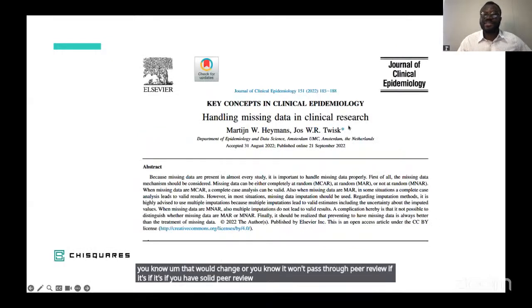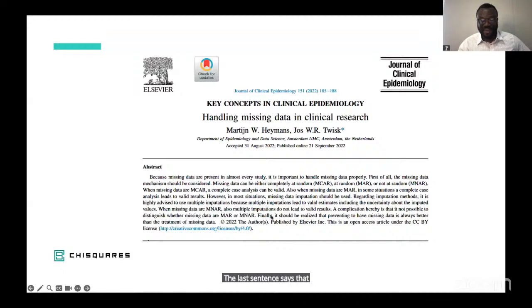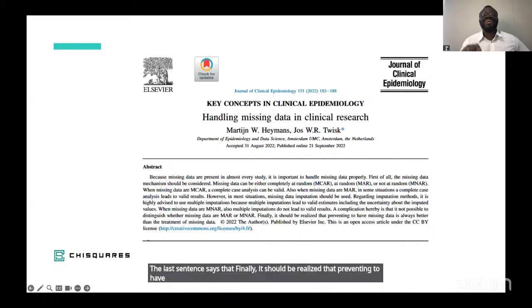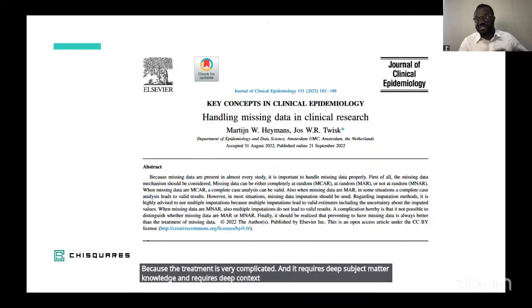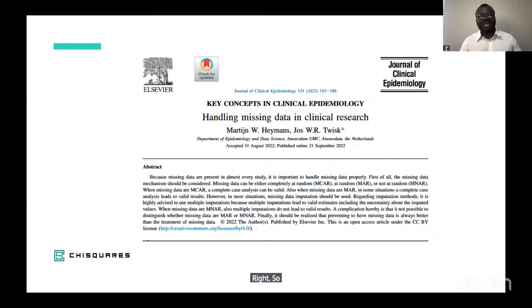So the moral of the story here is this abstract; I couldn't frame this better. The last sentence says that finally it should be realized that preventing missing data is always better than the treatment of missing data, because the treatment is very complicated, right? It requires deep subject matter knowledge and contextual understanding of what's going on. So it's not something you want to engage in if you can avoid it. That's the moral of the story.